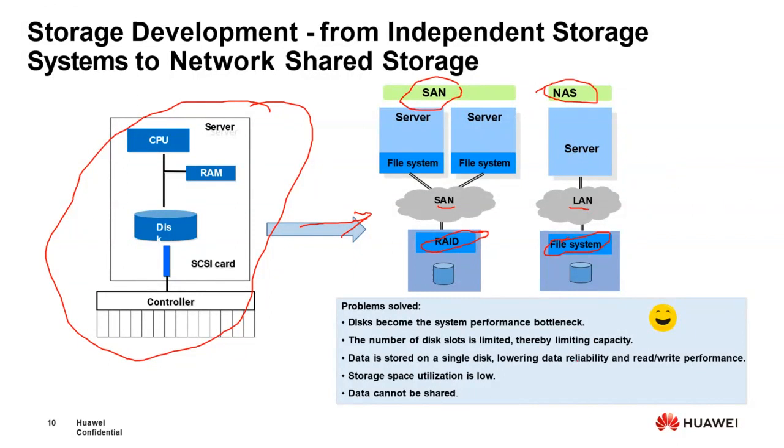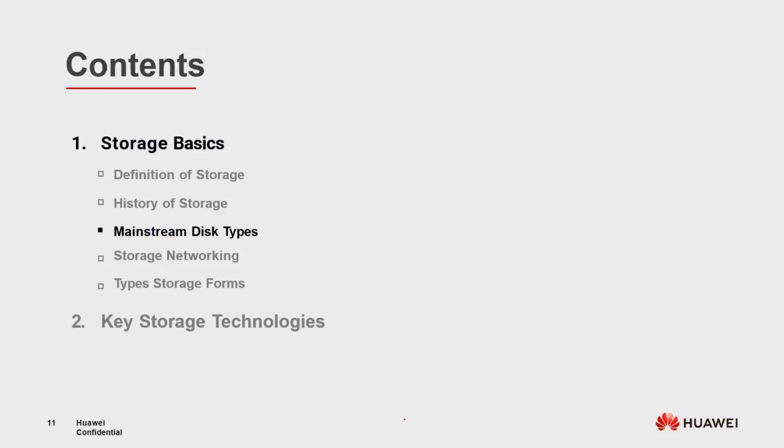So this becomes a system performance bottleneck. Okay, this issue is still there. The limited slots, the issue of reliability also is still there. Utilization is still there, and data cannot be shared. Now this is another issue. So when we try to solve one problem, we create more. Mainstream disk types. That's why we need cloud, you know. Cloud is so superb.